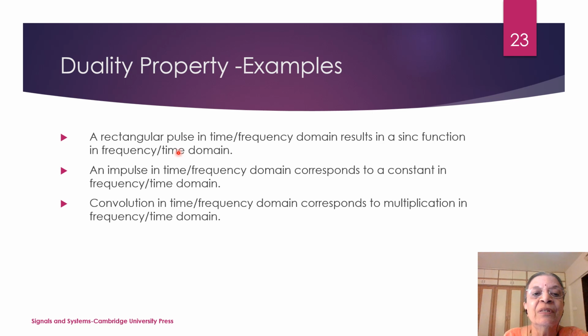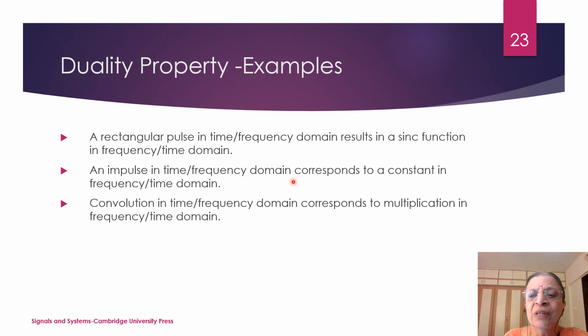Duality property examples. A rectangular pulse in time or frequency domain results in a sinc function in frequency or time domain. So if I have a pulse in the time domain, I get a sinc function in the frequency domain. If I have a sinc function in time domain, I get a rectangular pulse in the frequency domain. An impulse in time or frequency domain corresponds to a constant in the frequency or time domain. So if it is an impulse, that is just a straight line, in time domain you get a completely spread out spectrum in frequency domain, and vice versa.